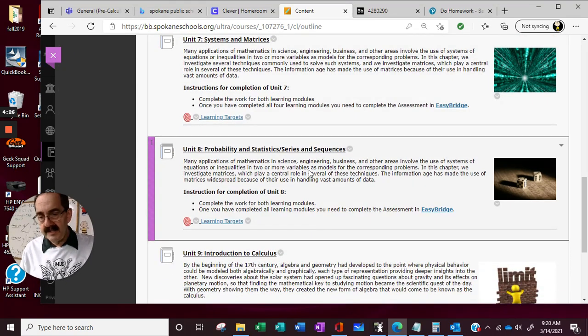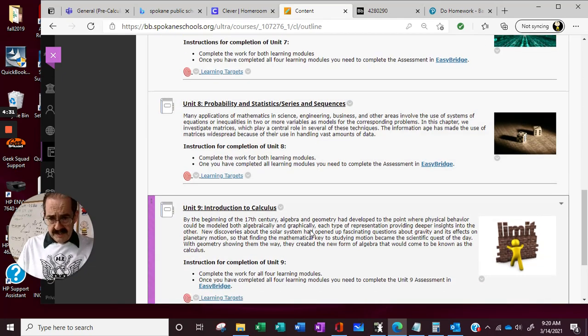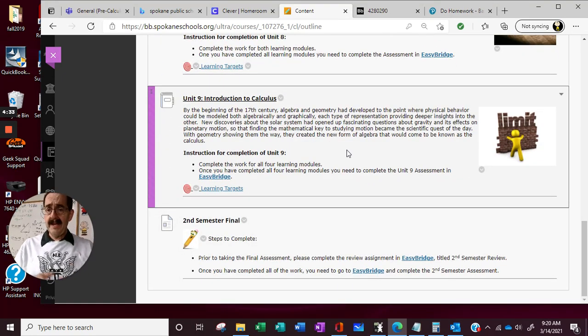Systems and matrices I'd like to spend a little time. Probability is not a difficult task, so we can spend as much time or as little time as we need to. We definitely want to hit this. The idea of PreCalc is to prepare you for calculus, so we want to get here.